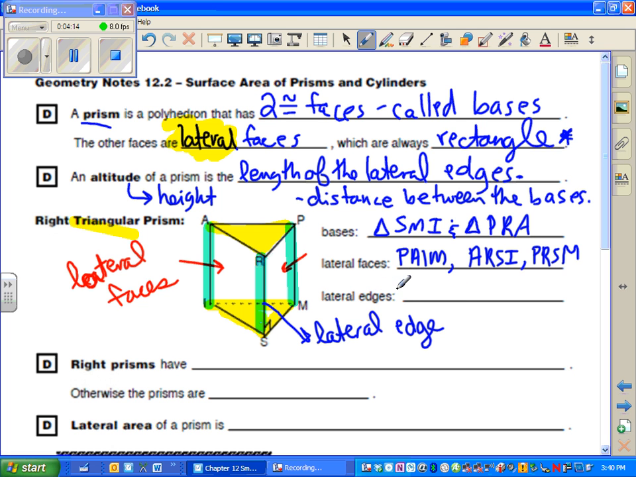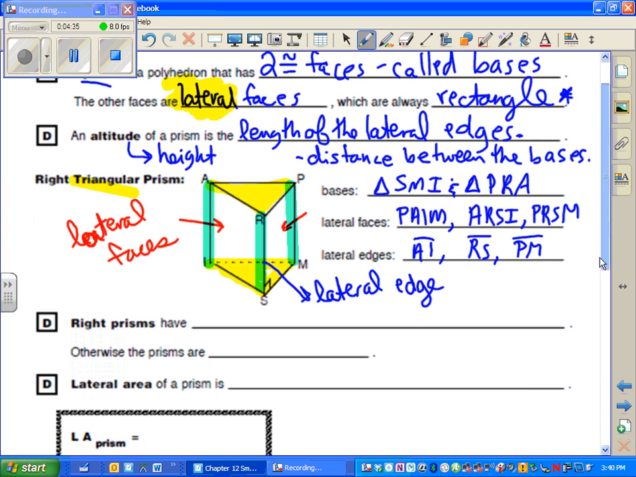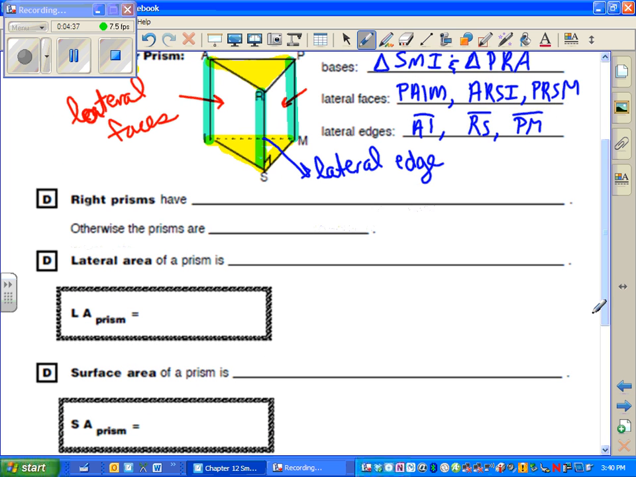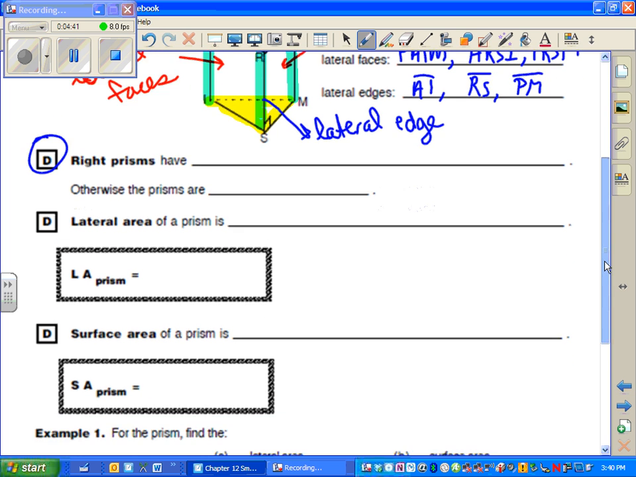And then your lateral edges are going to be segments. So you have AI, which is the first one right here to the left, RS, and the last one's PM. Nice job. So this is just identifying a little bit. We're going to skip this definition for right now because we're going to be all dealing with right prisms.